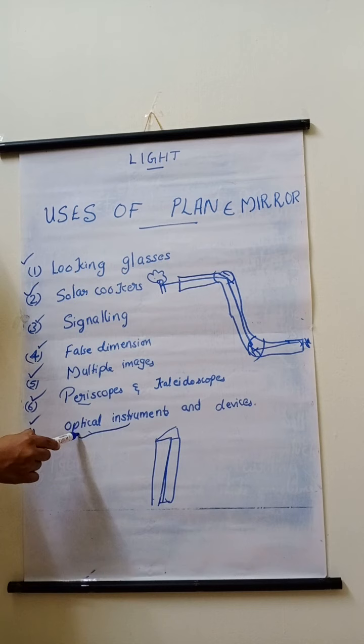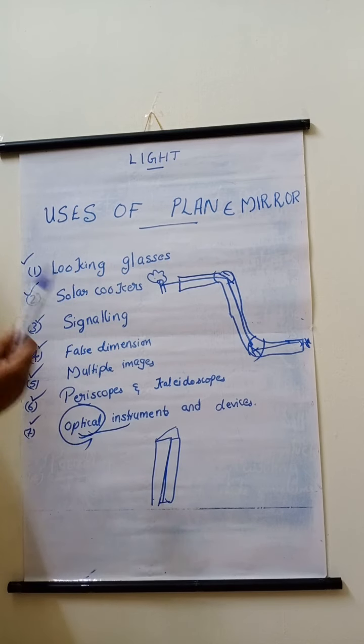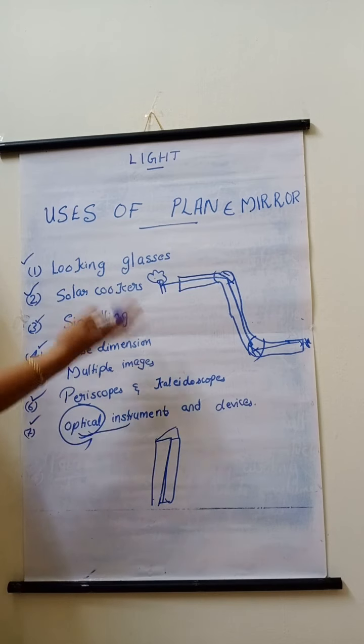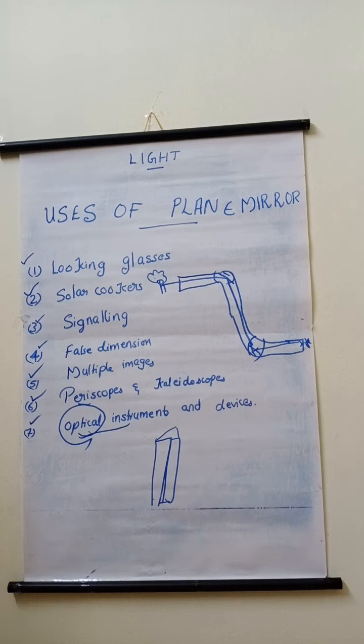Optical instruments means optics, which is something related to light only. So whatever things we use to observe light, in those things we'll be using plane mirrors. These are also a few uses of plane mirrors.